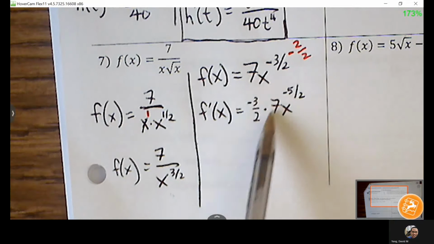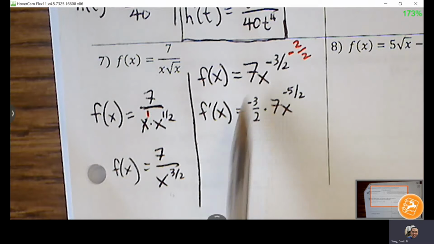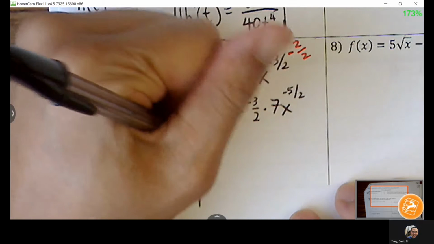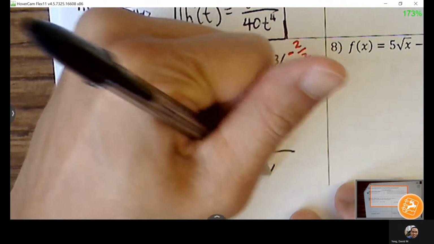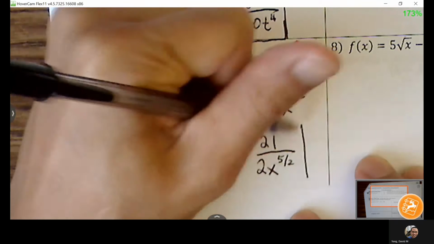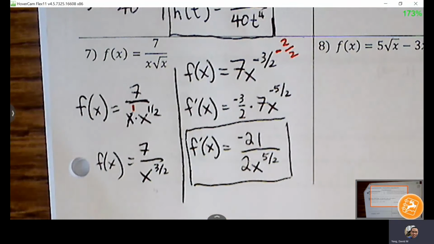All right, clean up. Multiply the coefficients together. Push that variable back down to the denominator now that we're done with our calculus. Now we can get that negative exponent to show positive by moving it down. Okay, questions?